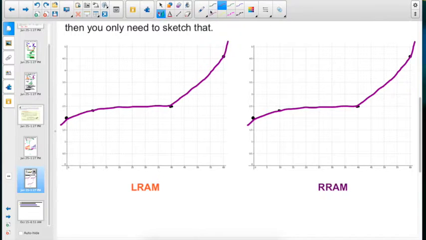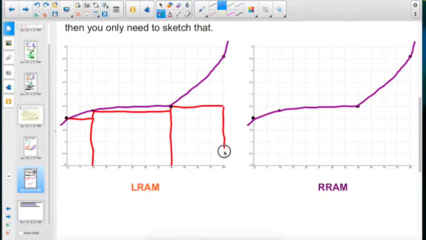We'll set up an LRAM. So an LRAM is getting those left corners on the function. So here's that first rectangle. Here's that second rectangle, which is much wider, and here's that third rectangle to the end of the 60-second interval.